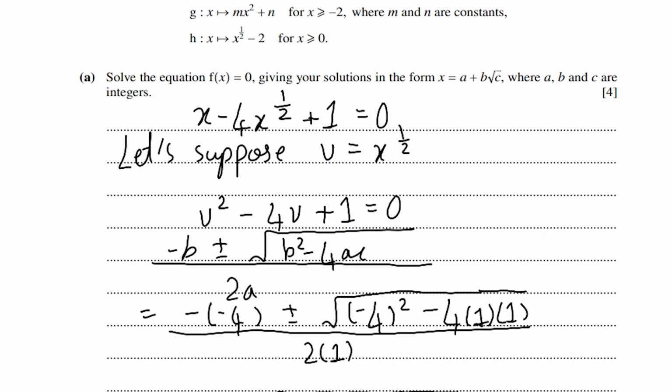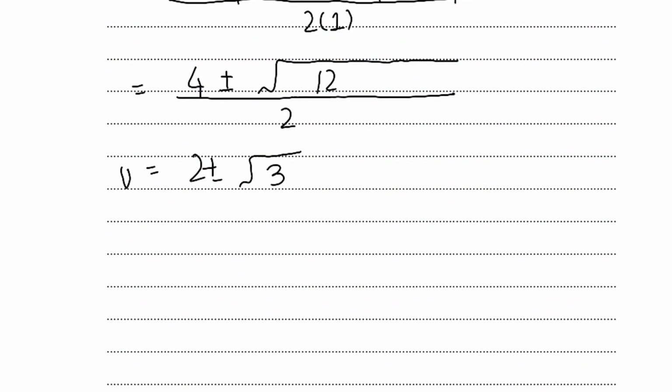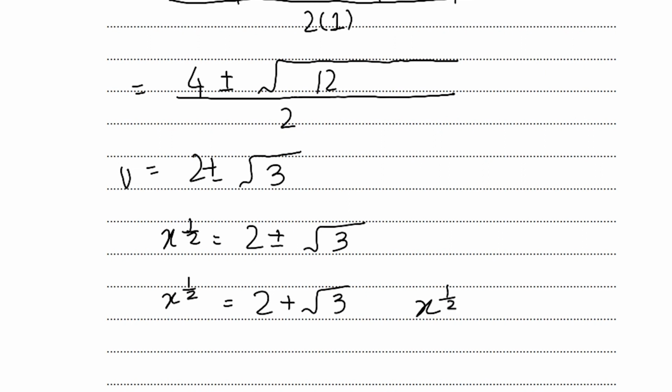Okay, now this is actually the value of u, but what we have to find is the value of x. Now we had assumed that u is equal to x^(1/2), and u is 2 ± √3. This means that x^(1/2) is also equal to 2 ± √3. Since there are two answers, one is 2 plus root 3 and the other one is 2 minus root 3.